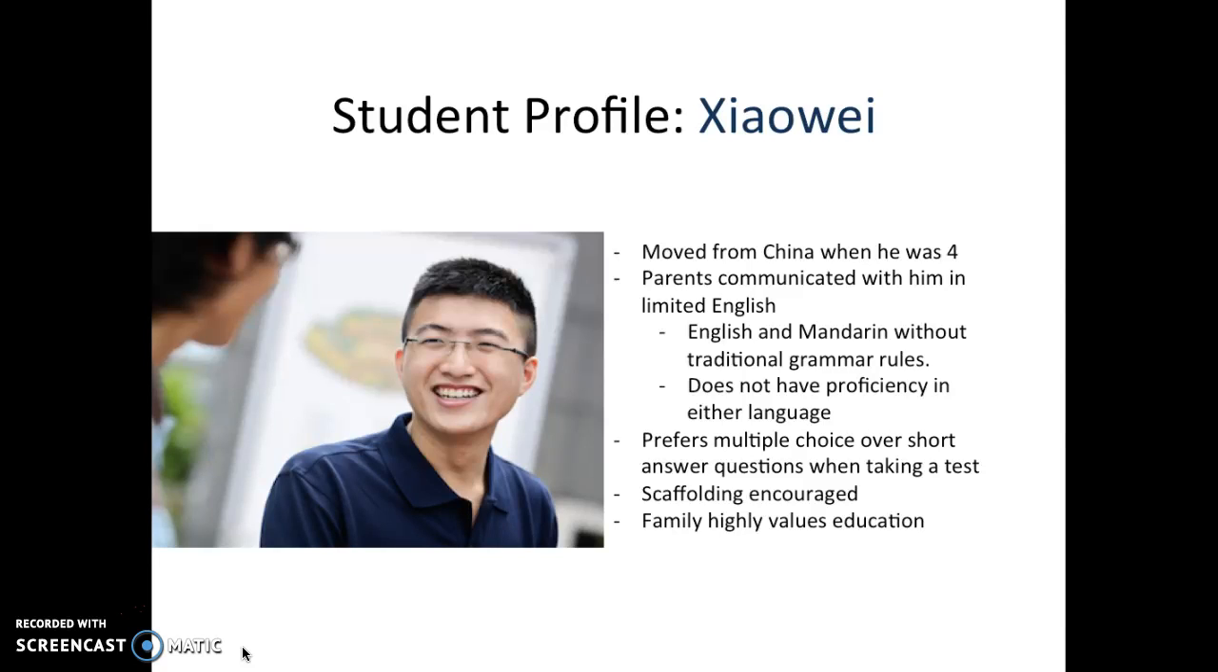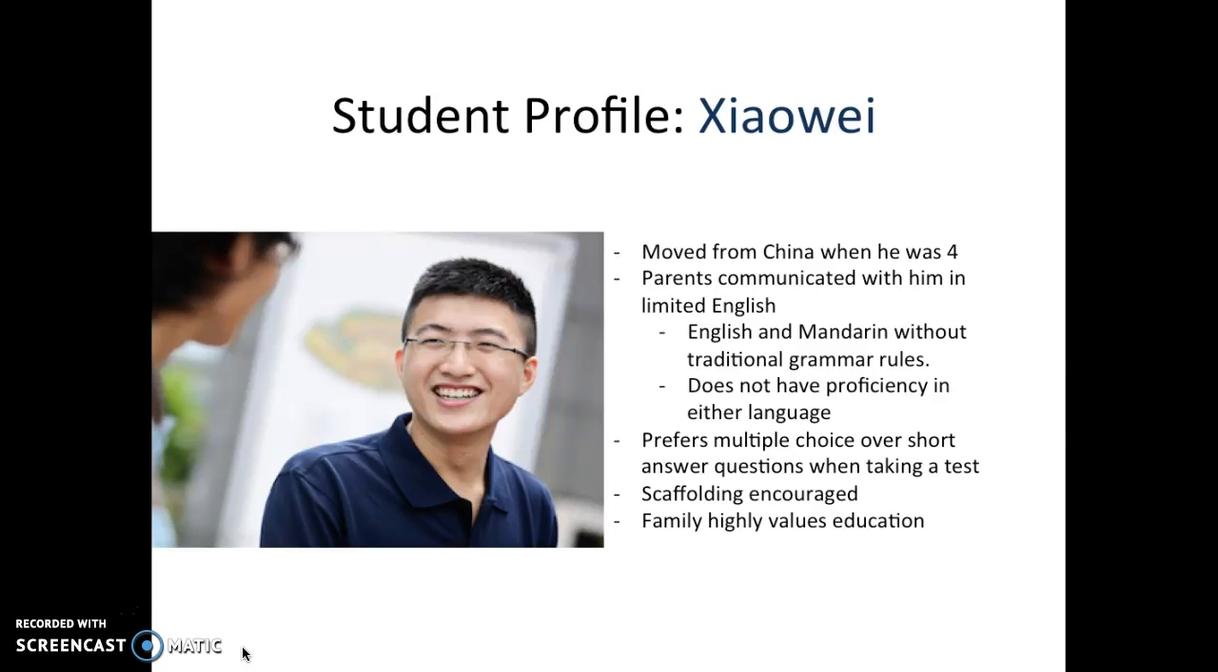Because they thought it would be better for Xiaowei to hear only English, they did not continue speaking Mandarin to Xiaowei. Instead, Xiaowei's parents communicated with him in limited English, a language combining Mandarin and English without traditional grammar rules. As a result, Xiaowei has not developed proficiency in either Mandarin or English.